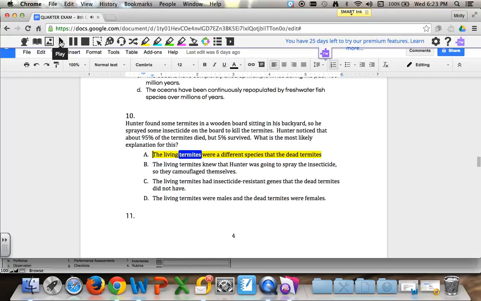A. The living termites were a different species than the dead termites. B. The living termites knew that Hunter was going to spray the insecticide, so they camouflaged themselves. C. The living termites had insecticide-resistant genes that the dead termites did not have. D. The living termites were males and the dead termites were females.